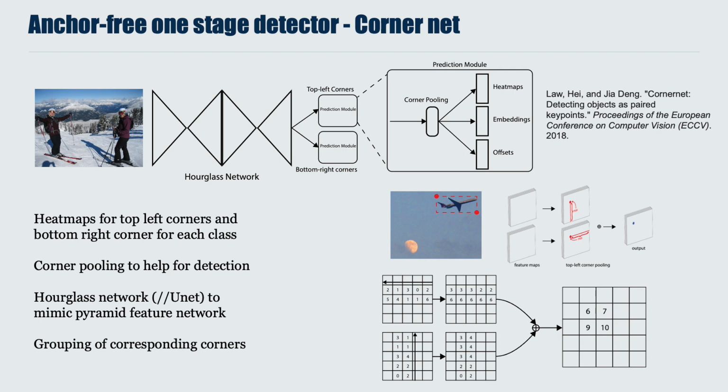same resolution. And the main difference is that they don't have the horizontal connection that you have with a UNet. So what they do there is that they try to get heat maps for the top left corners and for the bottom right corner of each class. They try then to have what they call embedding, which is actually the fact of belonging to the same object or not, so that they can group together top left and the bottom right corner of the right object.